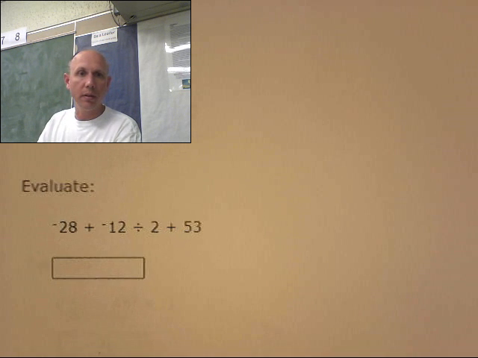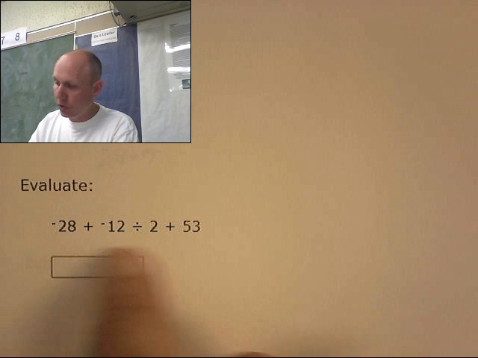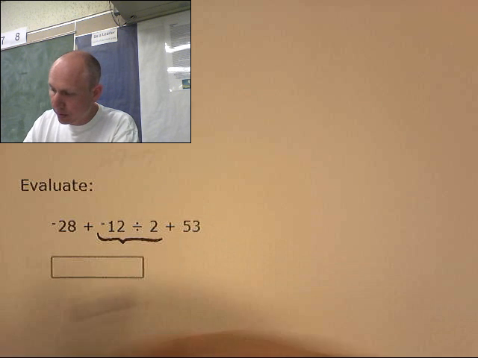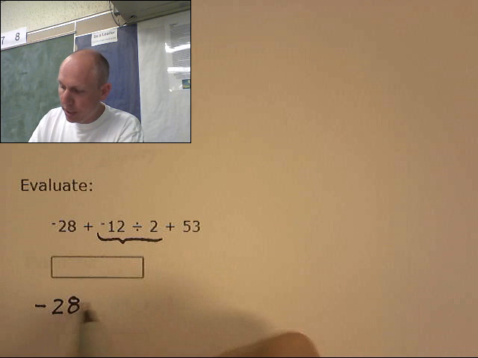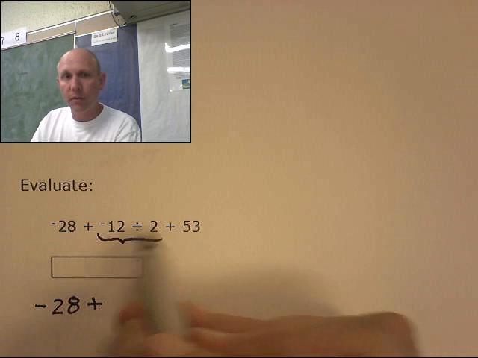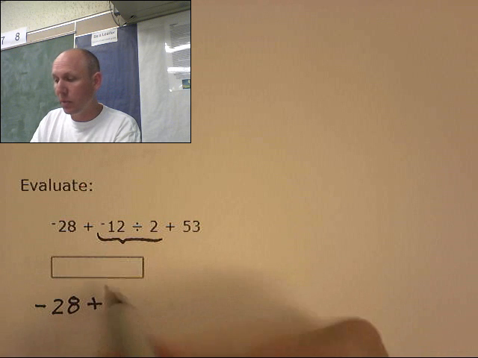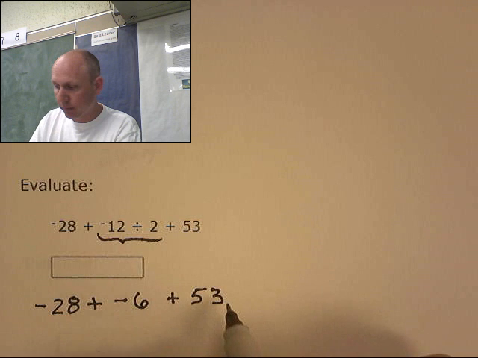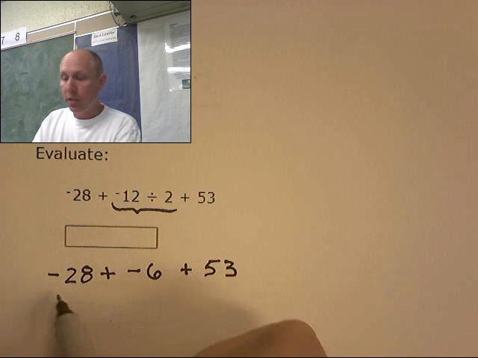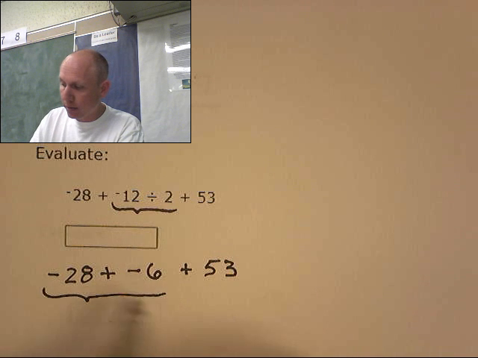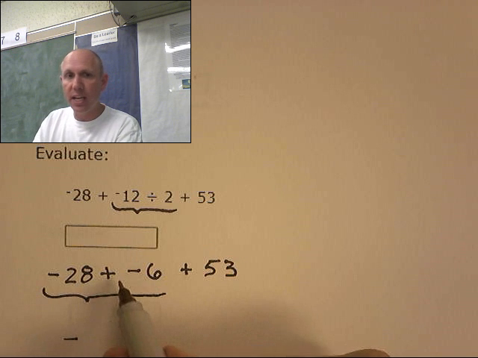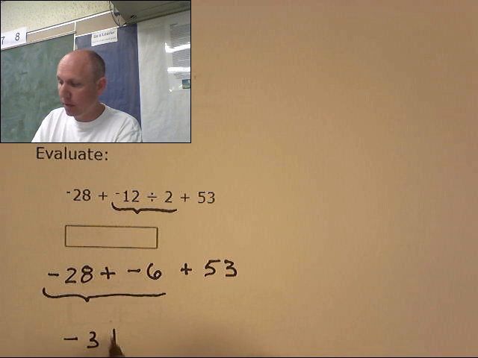And our final one. What should I do first? The addition, the division, the addition. The division comes first. Here's my division. Negative 28 plus, what's 12 divided by 2? 12 divided by 2 is 6, but it's a negative 12, so that's negative 6. I'm going to group these negatives. Just handle all those negatives first. I have negative 28 and negative 6. That takes me to negative 34 plus 53.